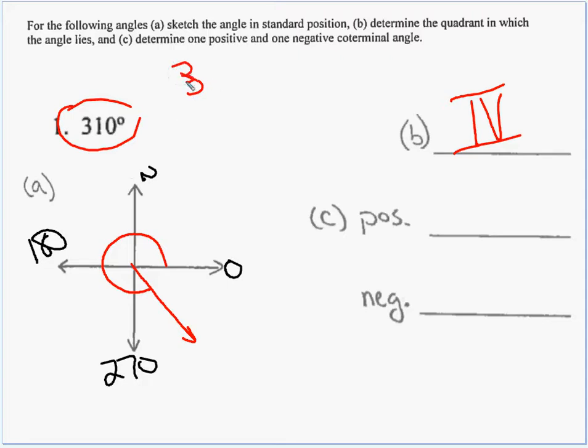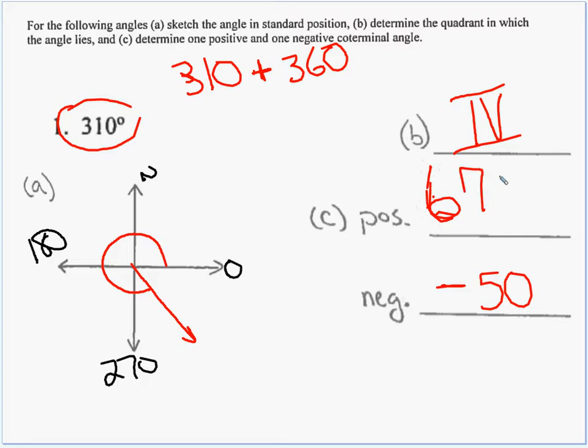So if we're here at 310, and we want to find a negative coterminal, we will subtract a full circle, 360. 310 minus 360 is negative 50. So there's our negative coterminal. To find the positive, we'll just change that minus into a plus. And 310 plus 360 is 670 degrees.